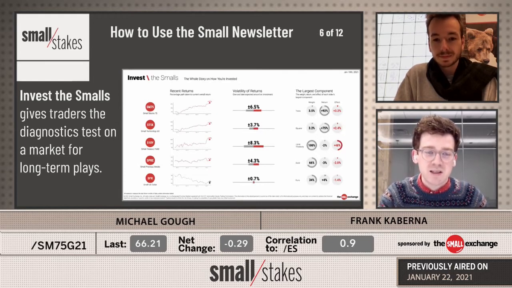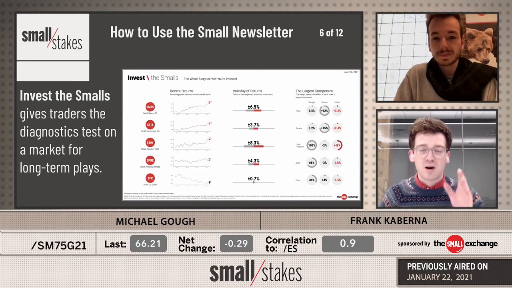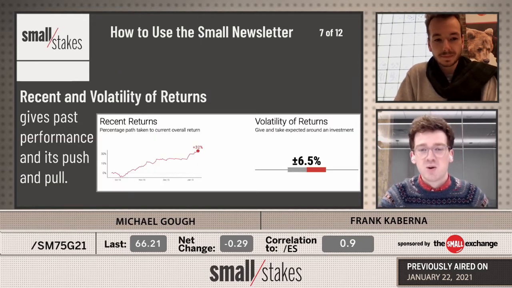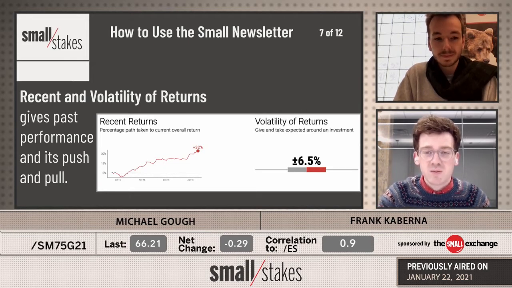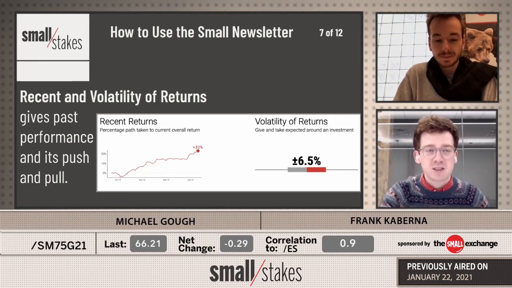This is Invest the Smalls. It's kind of like the emissions test for your car, a diagnostics test for a market for your long-term long or short plays. Diving right in, you can see for each of these markets the recent returns. In this example, I think this is the SM75. In the last 3 months, this market is up 32%. And it's showing me on a month-by-month basis the wiggle around that is around 6.5%.